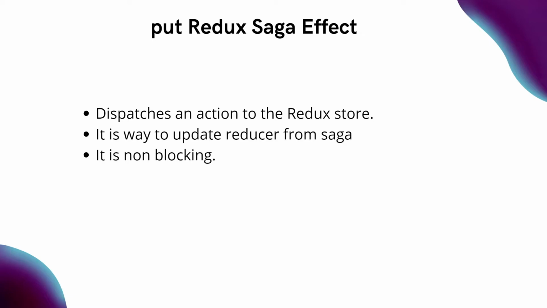Non-blocking means it dispatches an action, but Saga is not waiting for this action to finish. So Saga is free to run the next yield statement. That's why it's non-blocking. So let's see an example in this counter application. I will jump into VS Code.